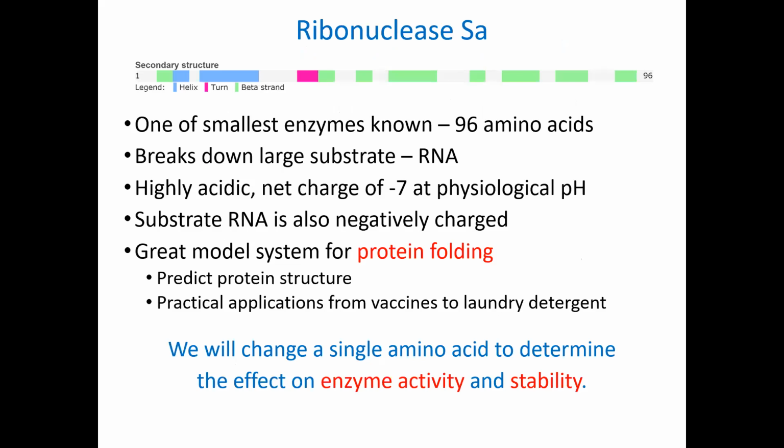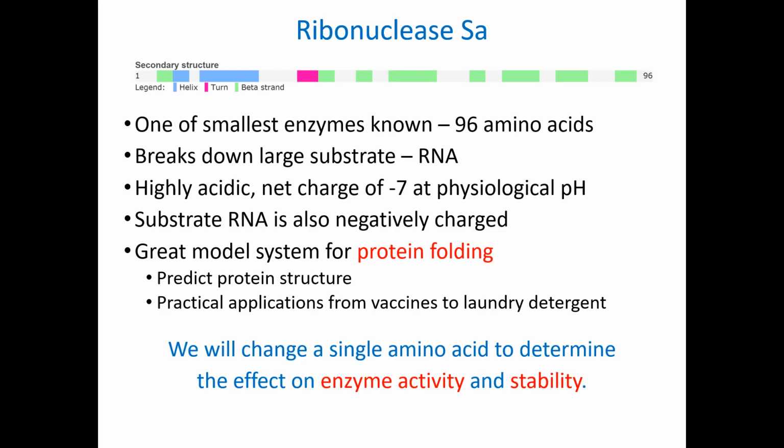Our molecule that we'll be using this semester is ribonuclease SA. It is one of the smallest enzymes known, only 96 amino acids, yet it manages to break down a very large substrate, RNA. This molecule is highly acidic with a net charge of -7 at physiological pH. The substrate RNA also has a negative charge.